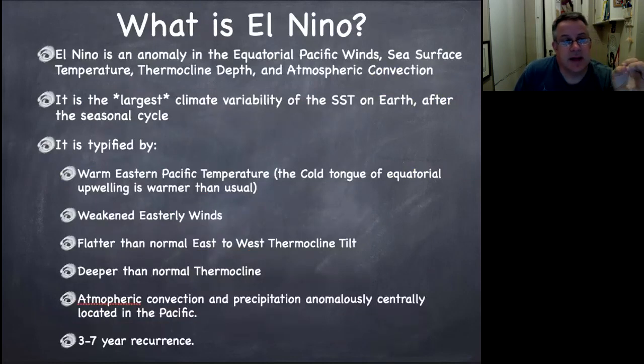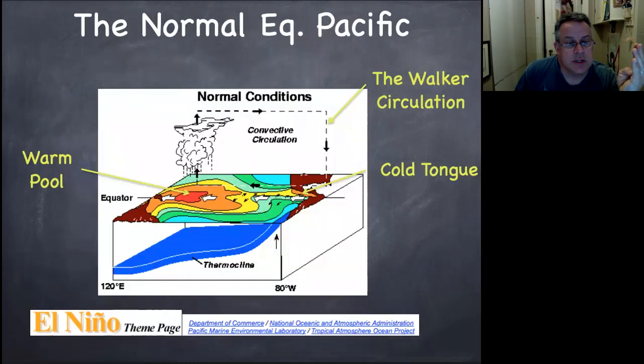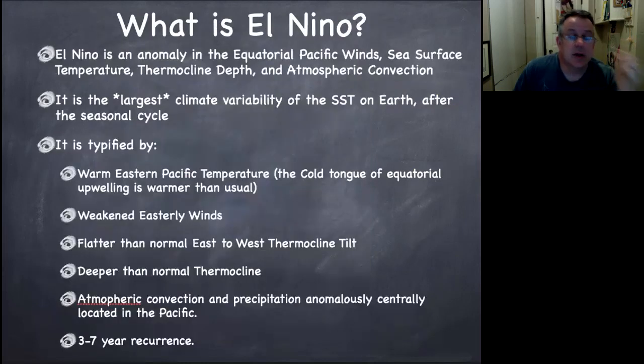Okay, so some facts about El Nino. El Nino is an anomaly in the equatorial Pacific winds, sea surface temperature, thermocline depth, and atmospheric convection. So all the features that we just talked about here are all changing under an El Nino. It's the largest climate variability of the sea surface temperature on Earth after the seasonal cycle.